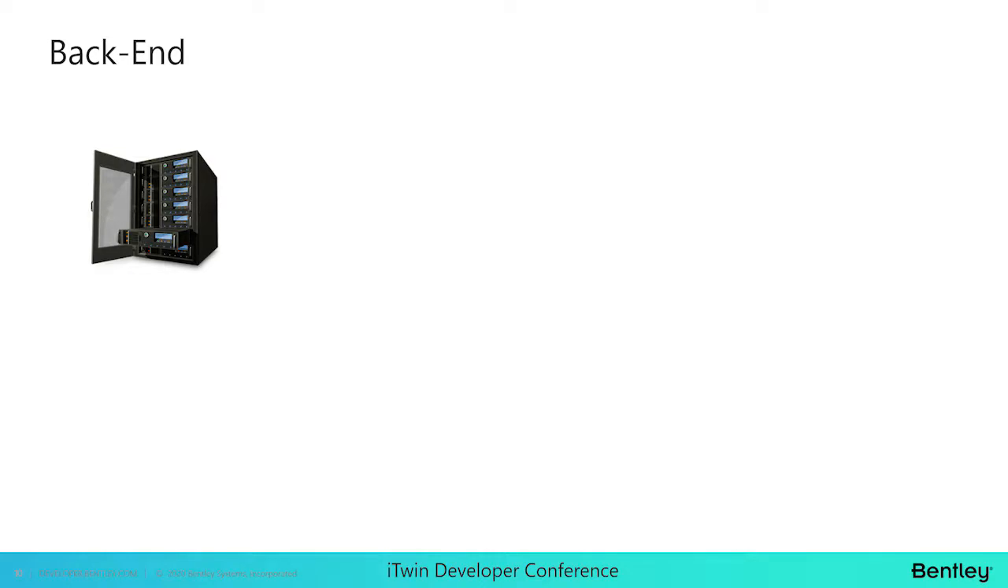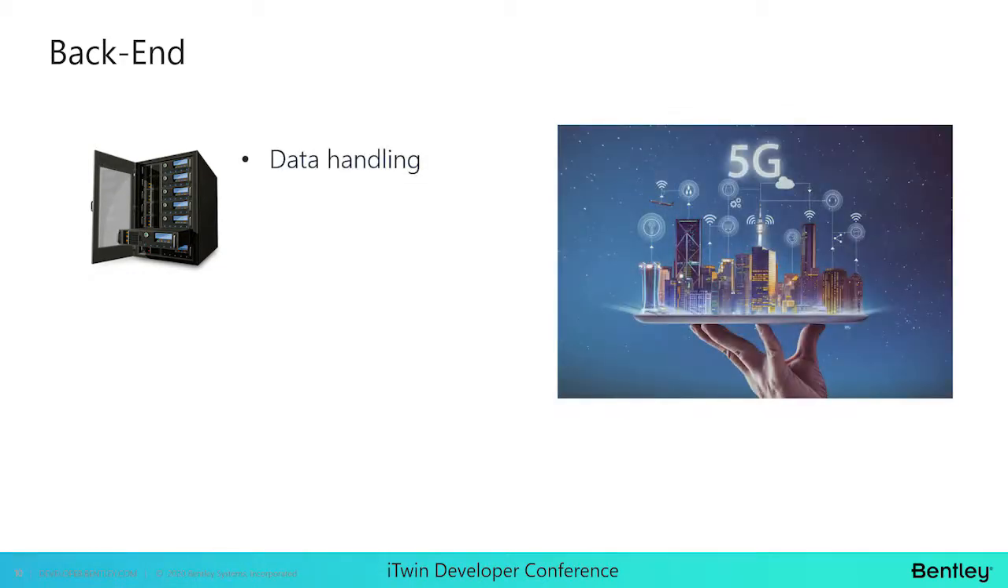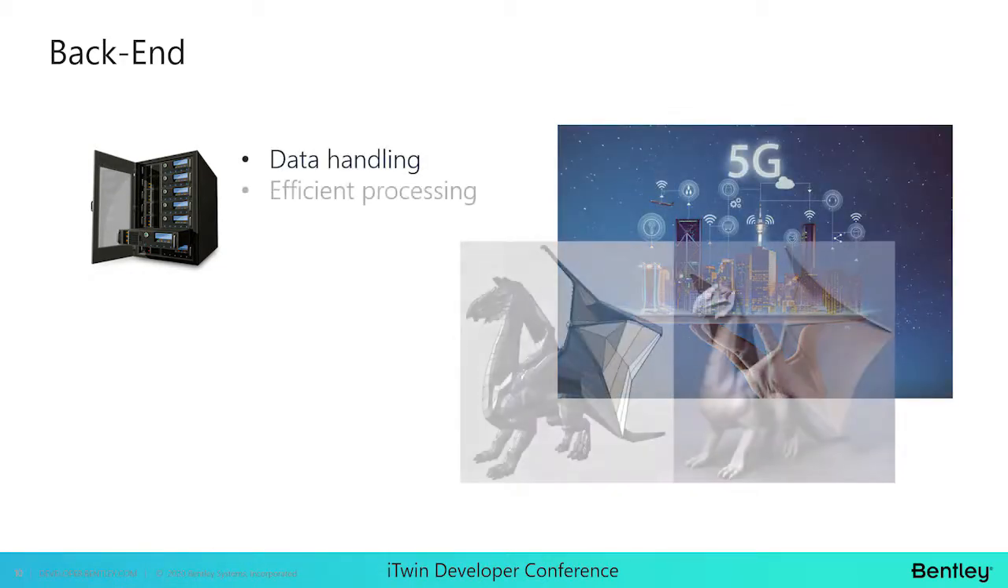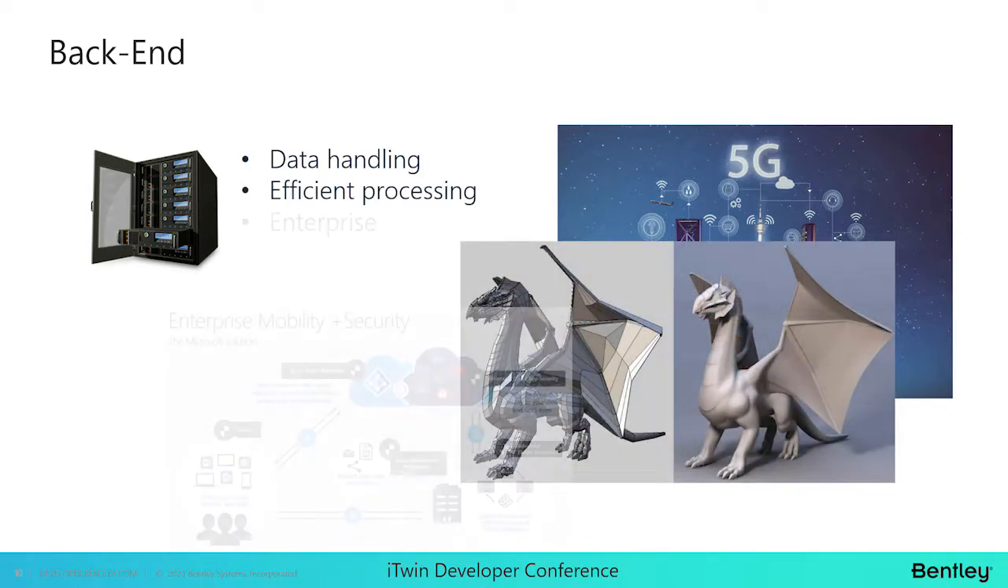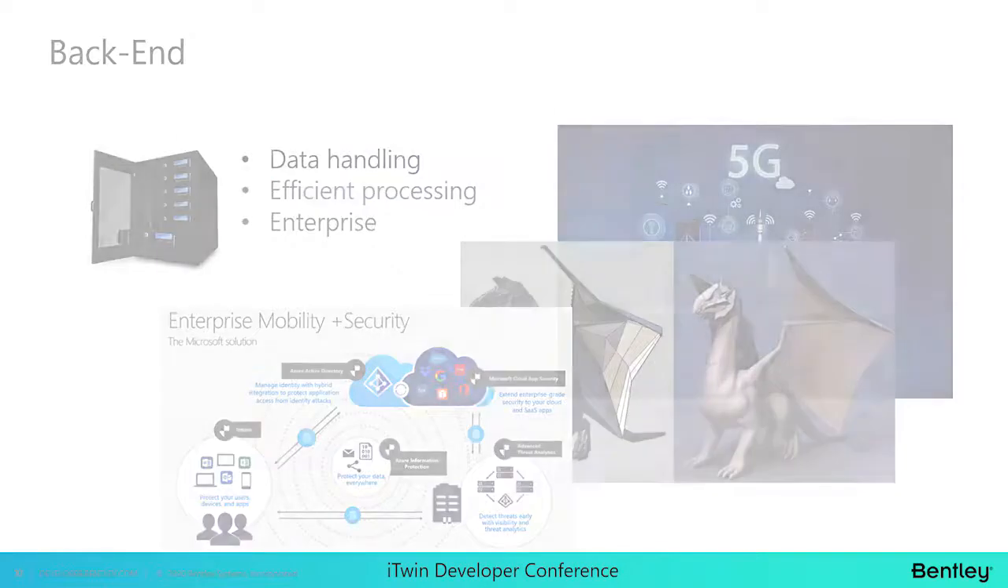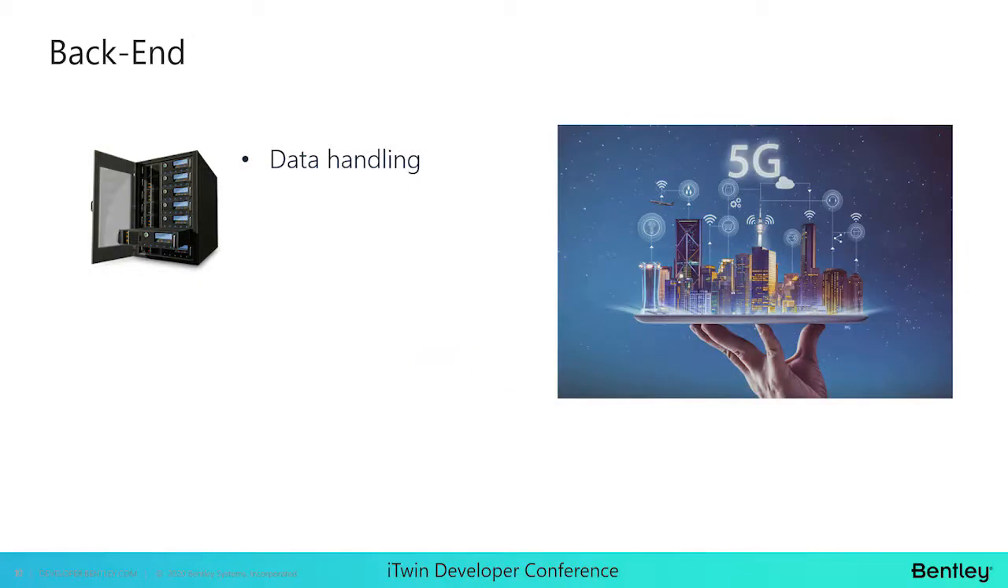When designing a backend, you need to think about at least three elements, including data delivery mechanisms, efficient processing, and enterprise integration. When designing the data delivery mechanism, you need to have a very good understanding of the environment in which your users will operate. If they work strictly in the offline environment, and they need to download the model before they head out on site, you need to come up with a good way for version control to make sure that they have the latest model on their device.